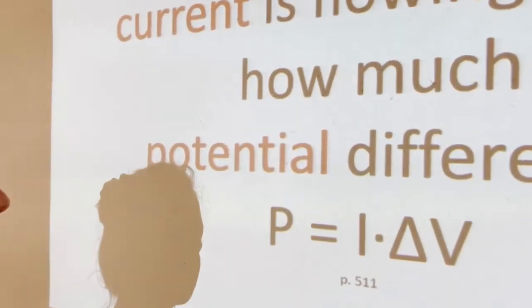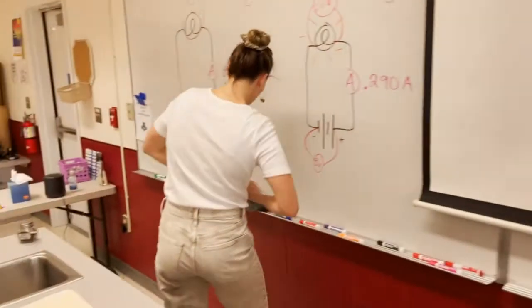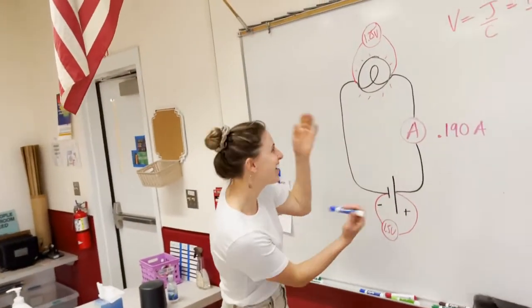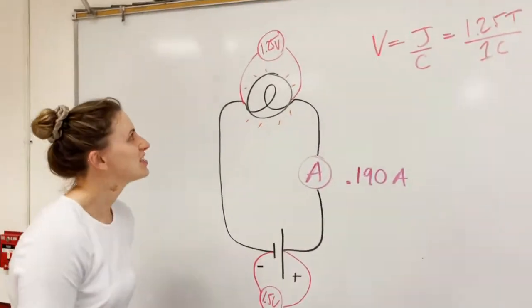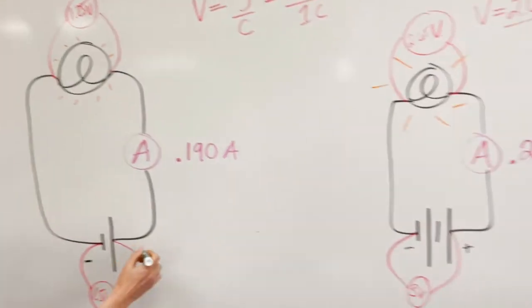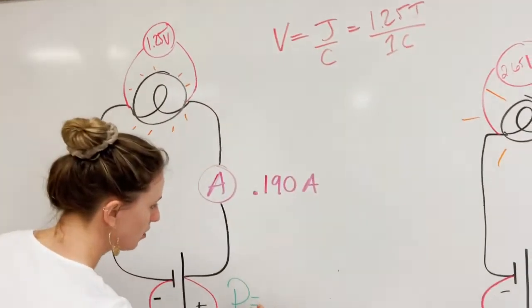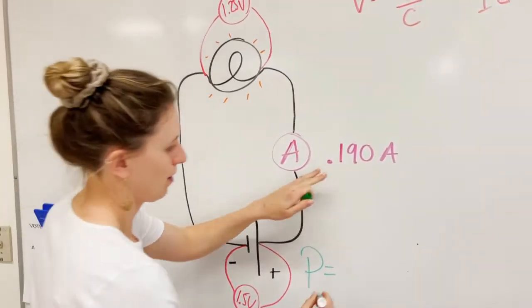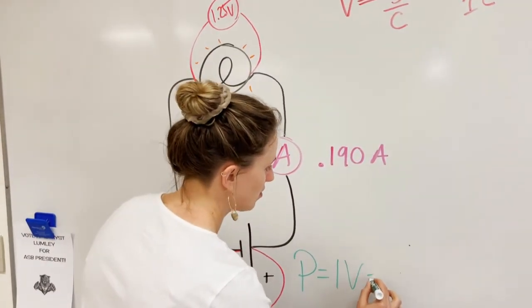And we've got some data here. So we've got the current and we've got the potential difference. Can we calculate the power for this? Is that what you want to do, Boykin? Yeah, power is going to be I times V.